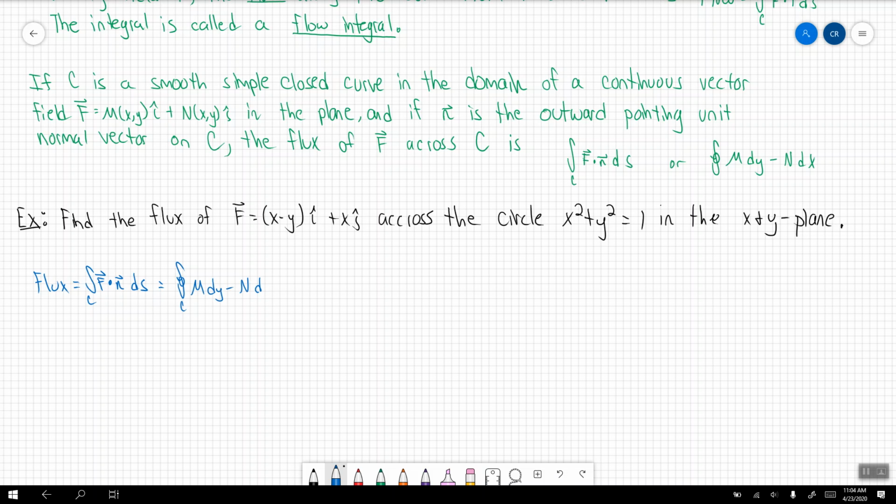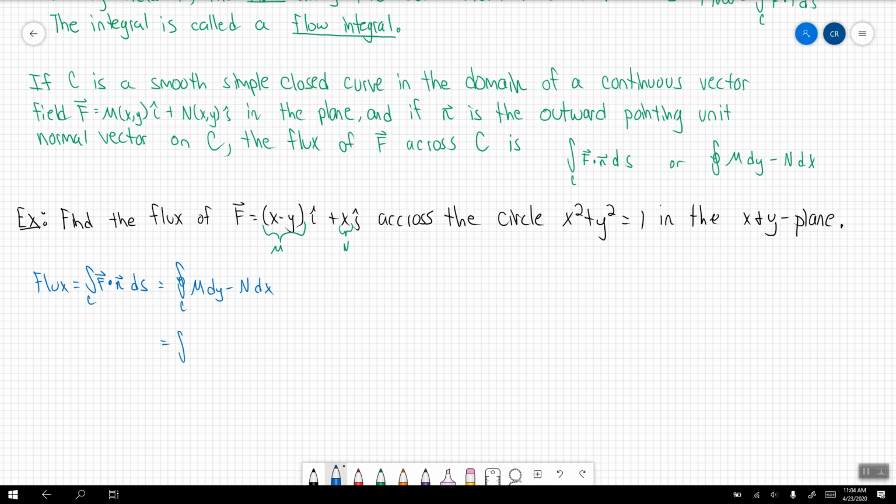Now again, this m dy and n dx are going to come from this specific observation. This piece here in the i component is going to be your m component, and in the j component we're going to have our n component. Now what we're going to do is make our substitutions here to figure out what we need. Alright, so we're going to start making these substitutions.